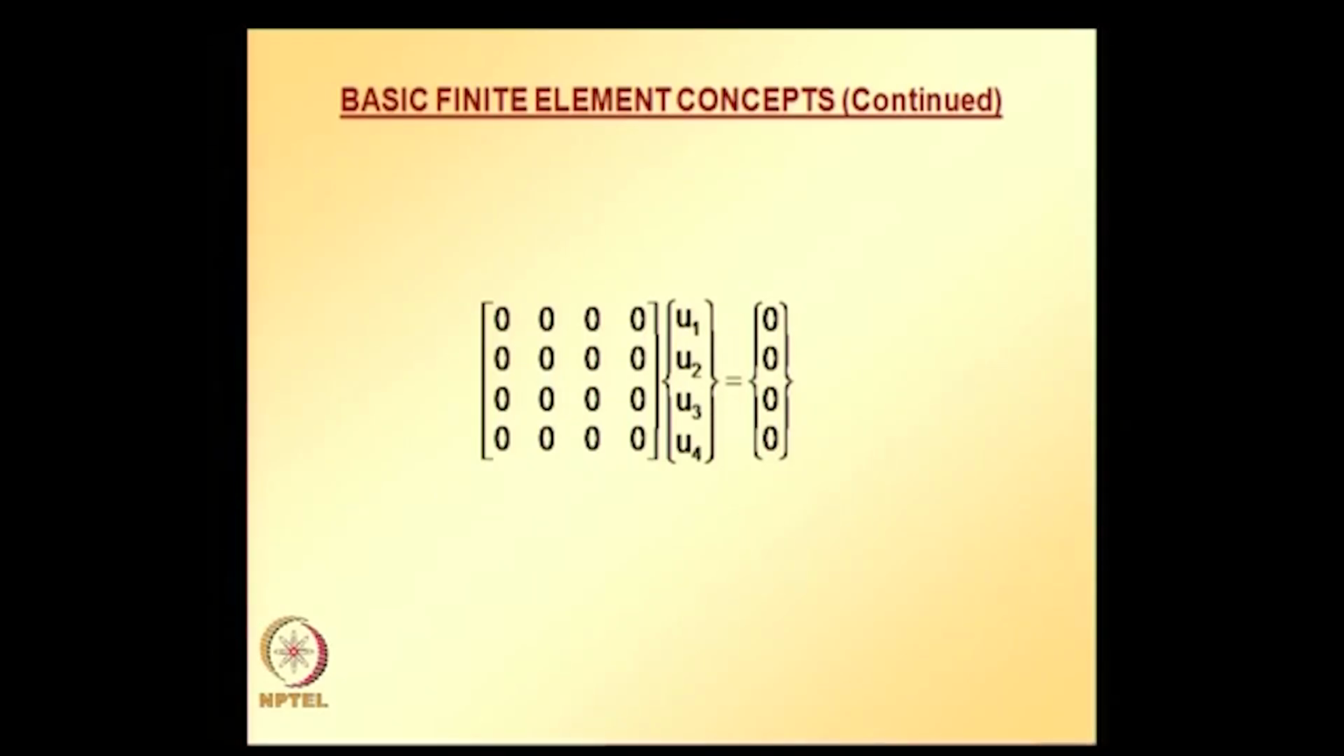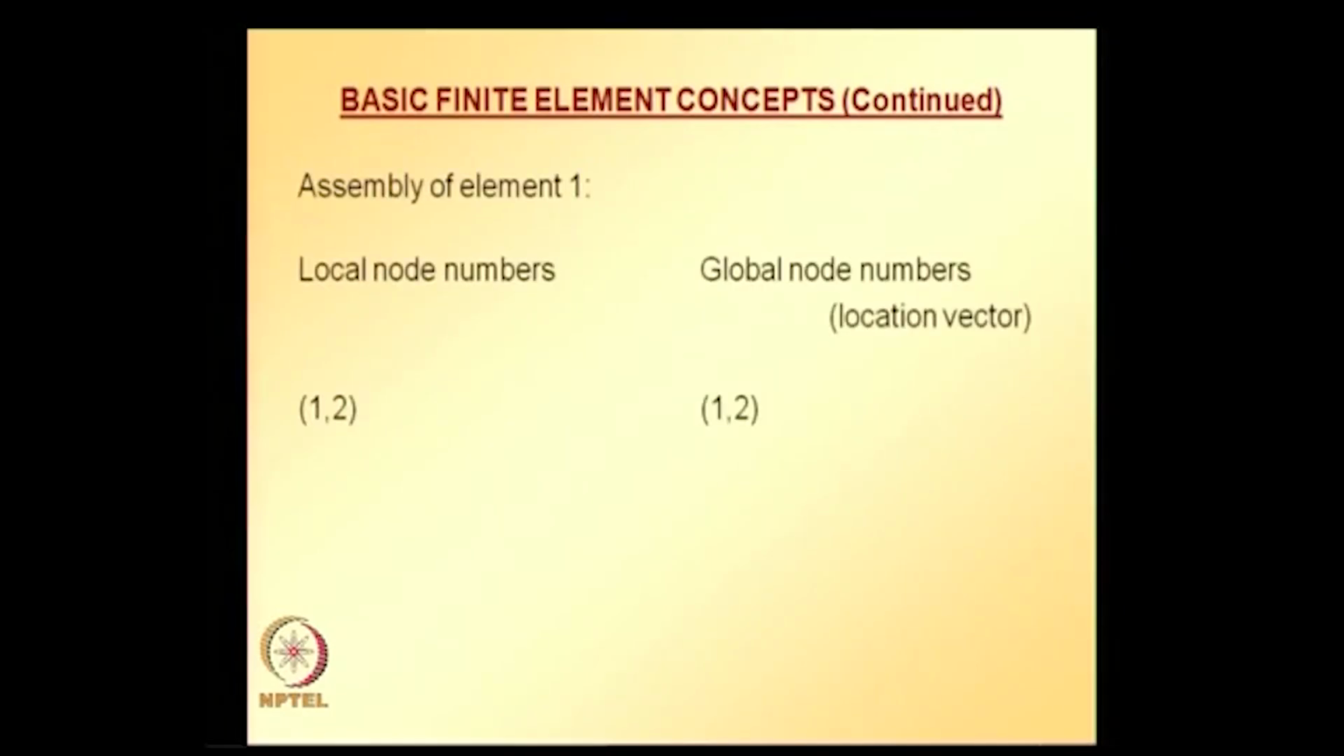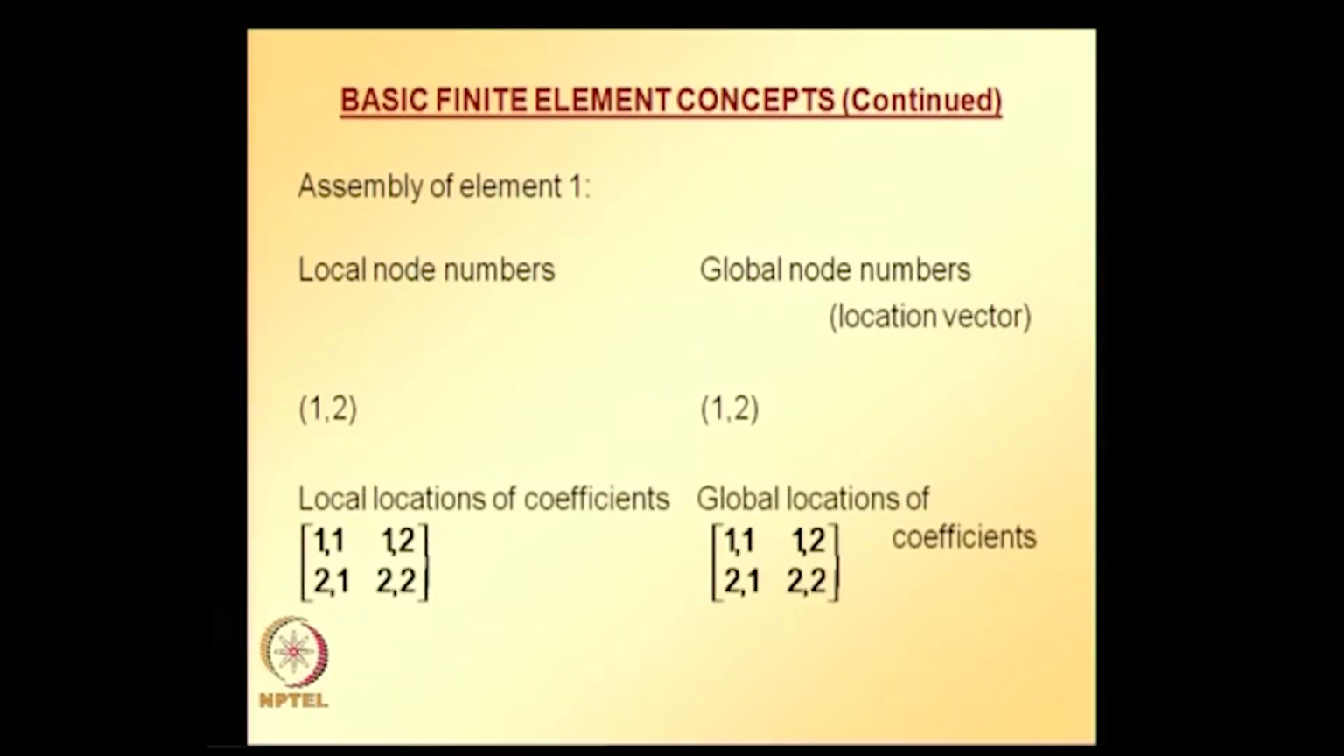So, now we need to find where the contribution from element 1 goes into the global equation system, where element 2 contribution goes in and where element 3 contribution goes in. And if you see, local node 1 node 2 corresponds to global node 1 node 2. So, element 1 contribution goes into rows 1 and 2 in the global system of equations. That information you can get from the local node numbers and global node numbers. You can prepare something like this.